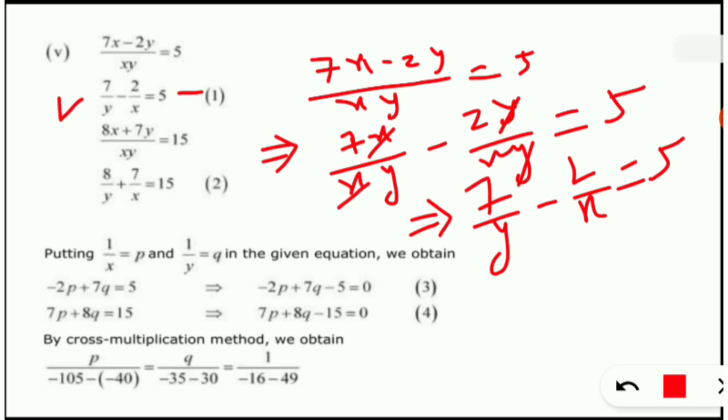Similarly, (8x plus 7y) divided by xy equals 15. It can be written as 8x divided by xy plus 7y divided by xy equals 15. So this implies 8 divided by y plus 7 divided by x equals 15. This is equation 2. Now we put 1 by x equals p and 1 by y equals q in the given equations.